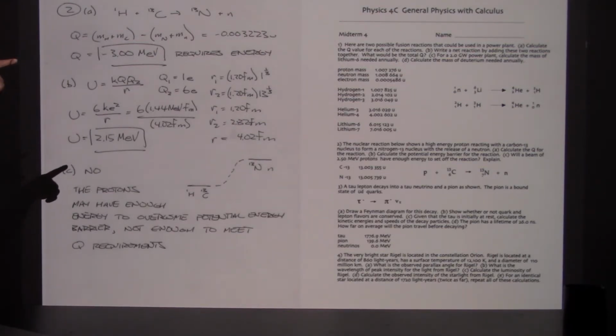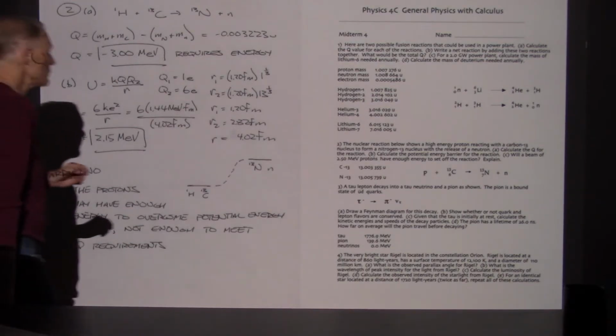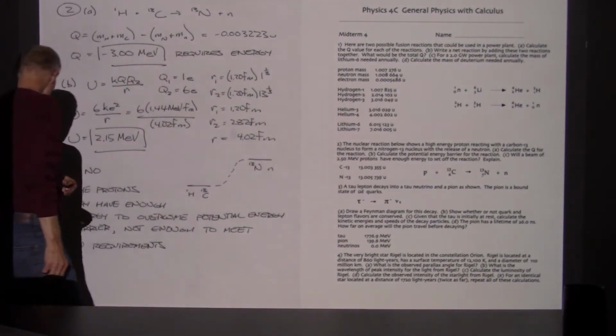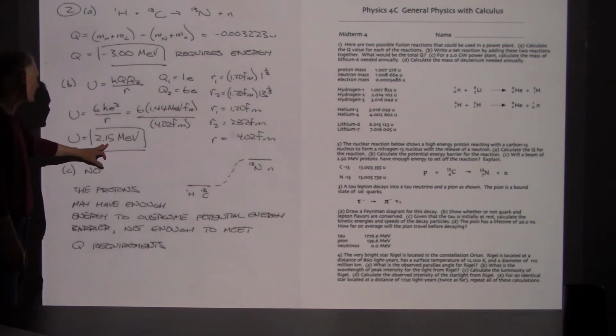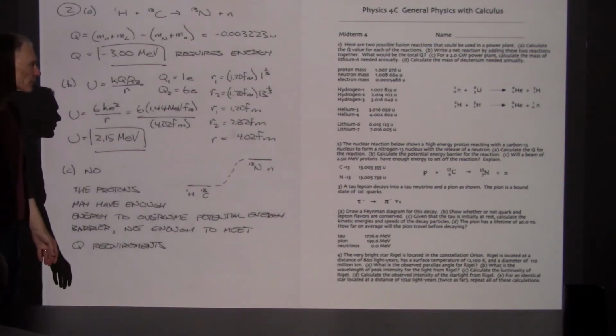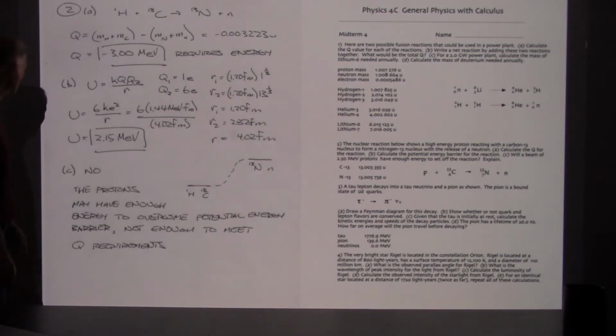assuming that all of the 2.50 MeV in the protons is available to bring the 2 nuclei near each other, then we do have enough for that. So in part C it says, okay, what's going to happen here? Will these protons have enough energy to set off this reaction?